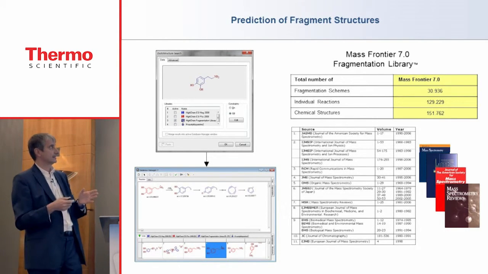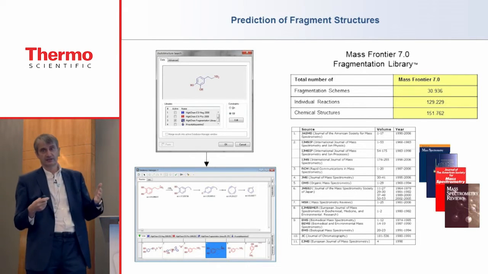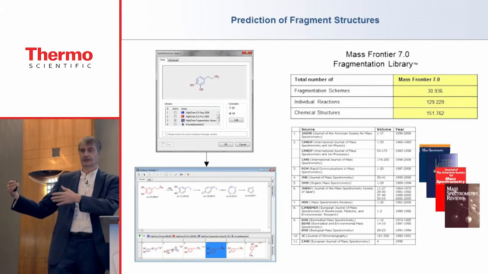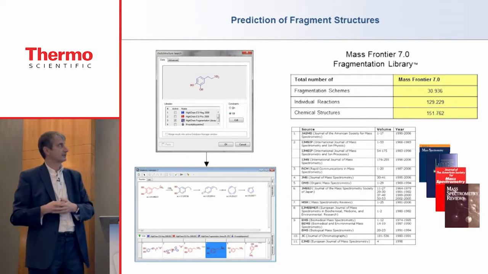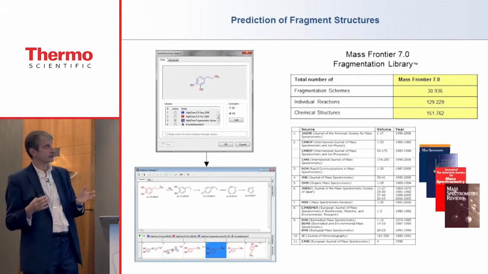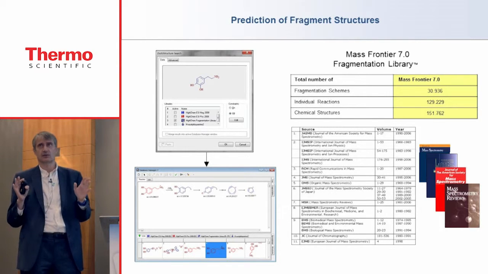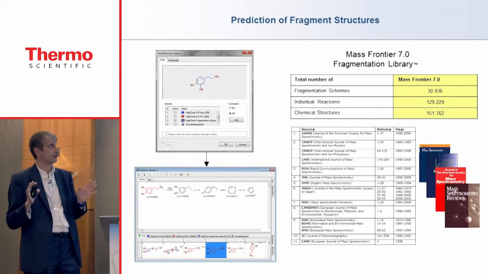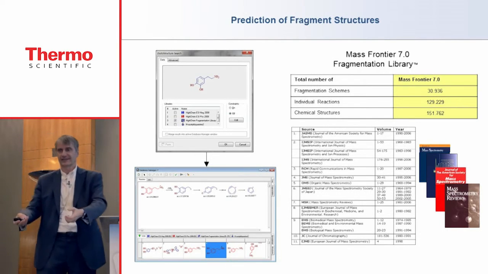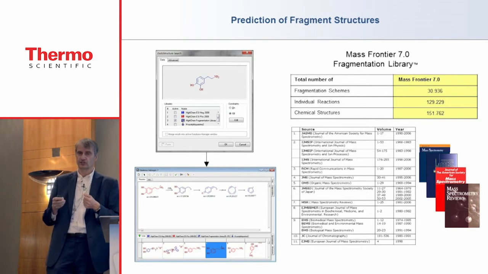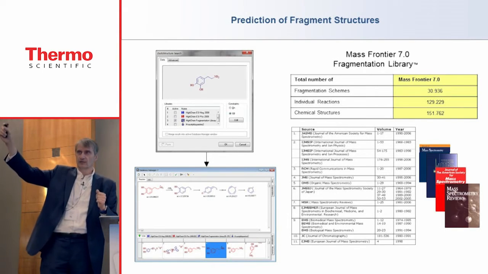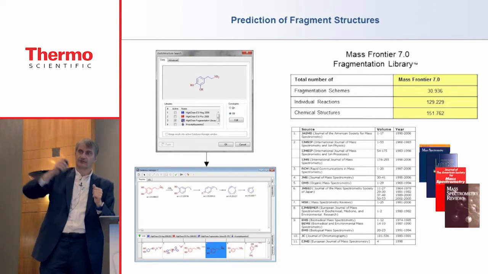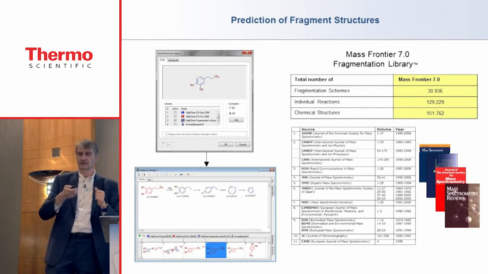We do it based on general fragmentation rules and based on the rules published in the literature in all scientific journals. So actually we now cover 95% of all fragmentation mechanisms. We extract the fragmentation mechanism from the literature, put it in the software, and the software tries to find the appropriate mechanism and fragment the molecule based on these mechanisms.